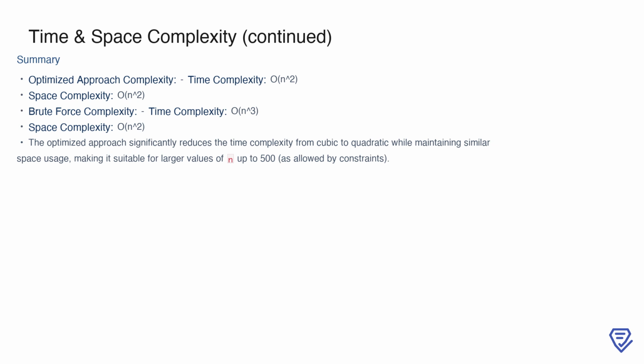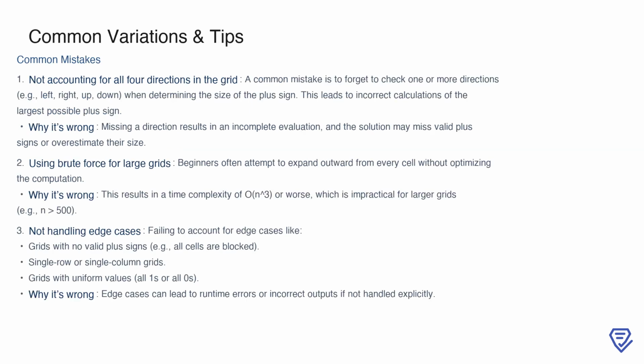In contrast, the brute force method has a time complexity of n cubed and the same n squared space complexity, which makes it impractical for large inputs. By reducing the time complexity from cubic to quadratic, the optimized solution becomes well-suited for constraints where n can go up to 500. This improvement highlights the importance of leveraging dynamic programming to streamline computations in grid-based problems like this one. When tackling the largest plus sign problem, there are several common errors to watch out for.